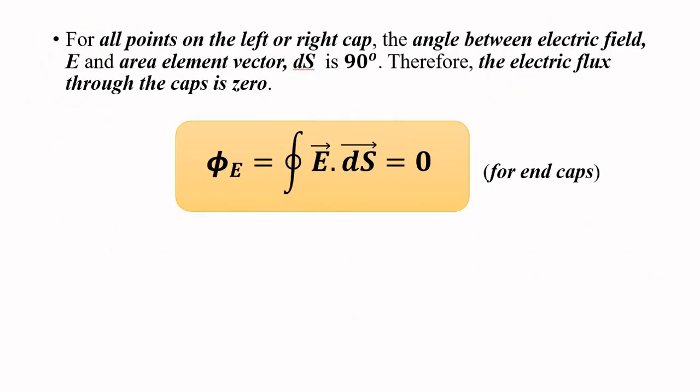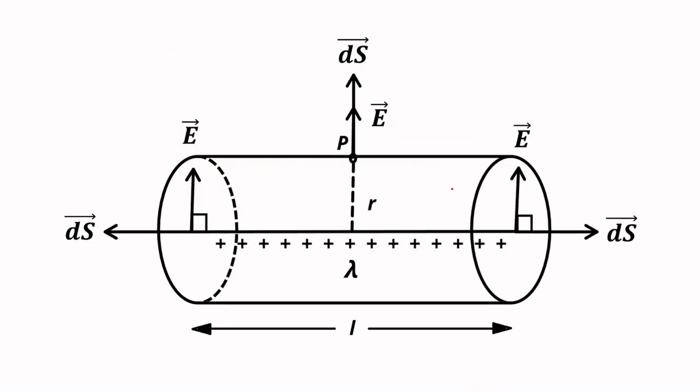So for the end caps, all the small points on the end caps, and there will be an infinite number of points on the two end caps, the angle between the electric field vector and the area vector will always be 90 degrees.